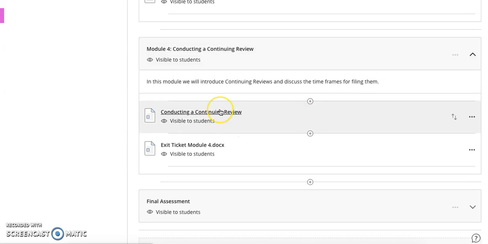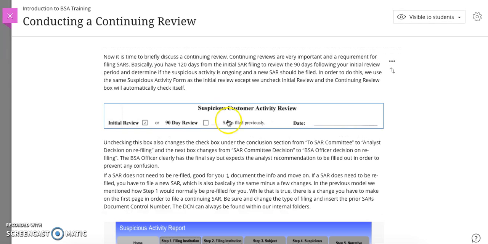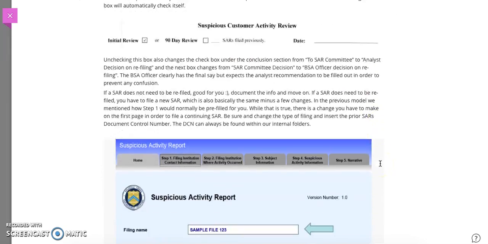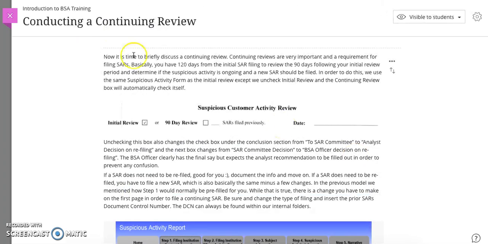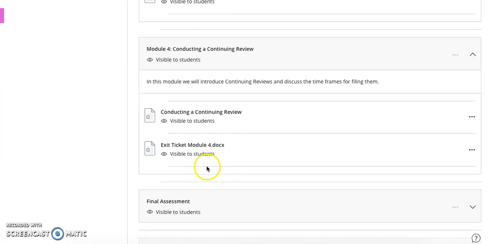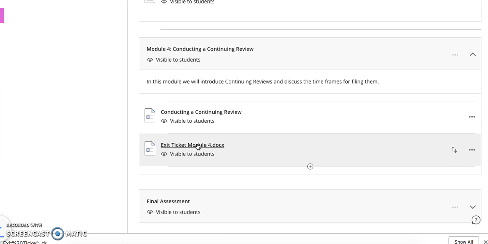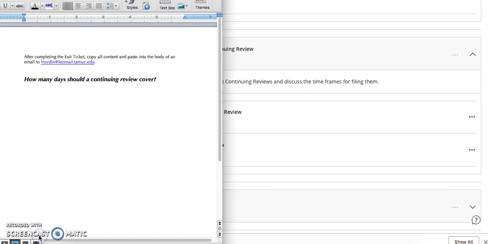And this is pretty quick. It discusses the continuing review, which is something you have to do after every SAR you file. You have to go back and see if the activity is ongoing after 90 days. Pretty short and sweet. Because the lesson was so short, the exit ticket is also short, and just a simple question.